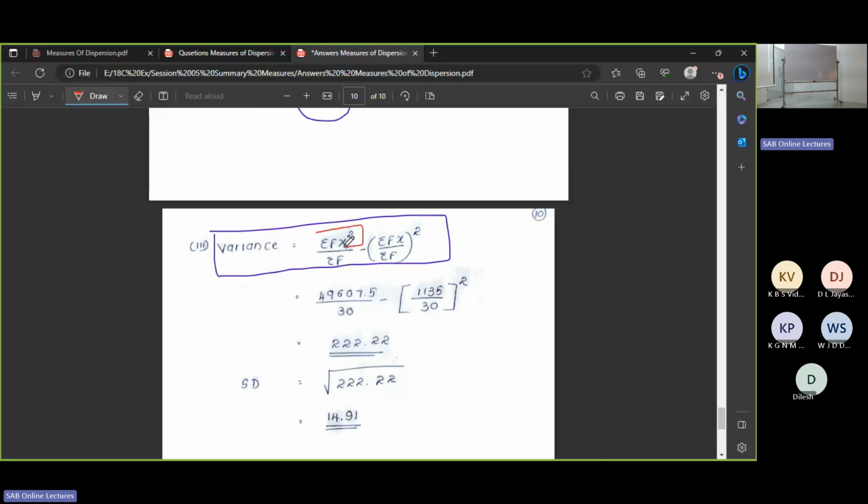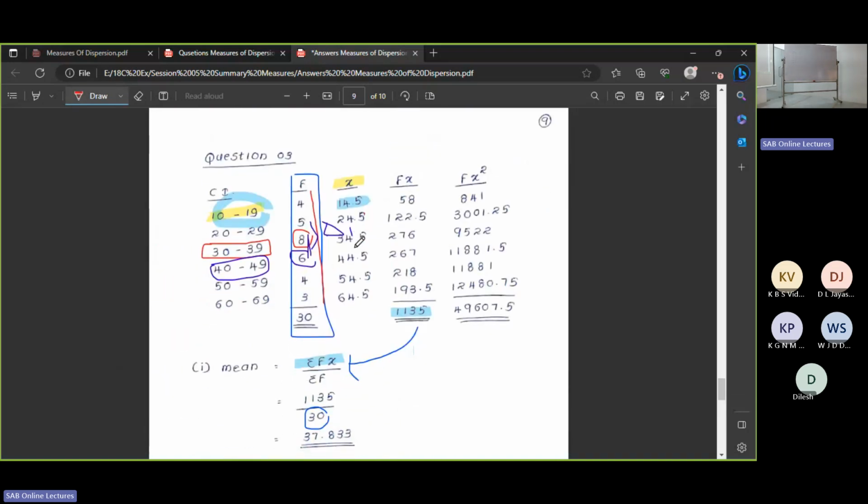sigma fx squared. Sigma means total value. It means the total of the frequency times the x squared value. Then we know the frequency column is there. Okay, fx squared. Fx squared means f multiplied with the square of x. Understood? The x value is 14.5. We square it, then multiply with the 4.